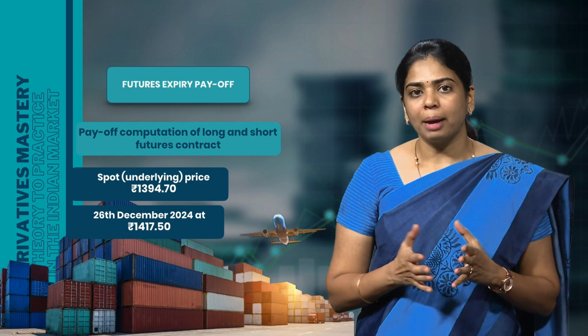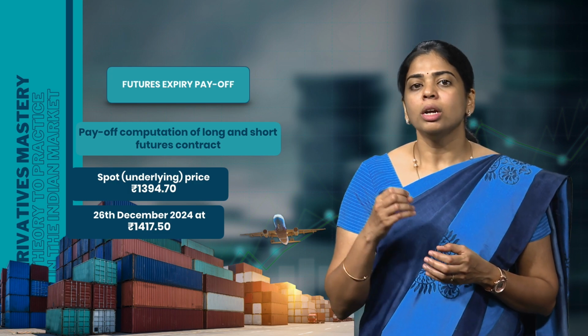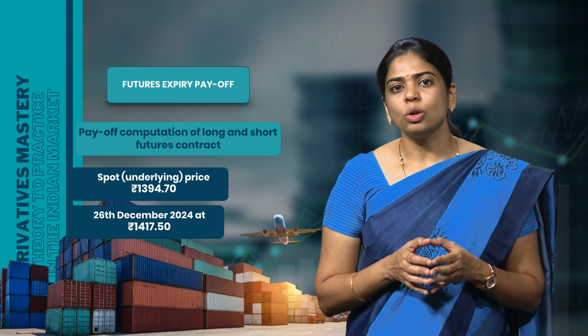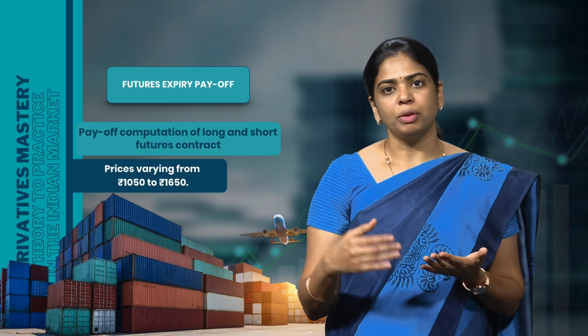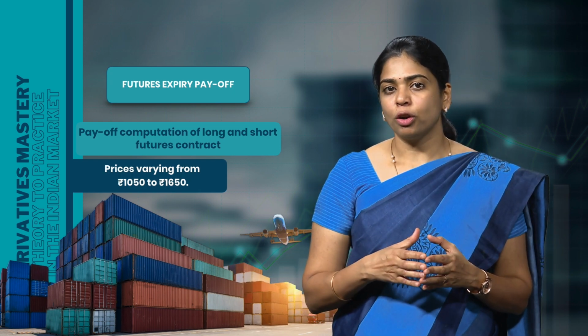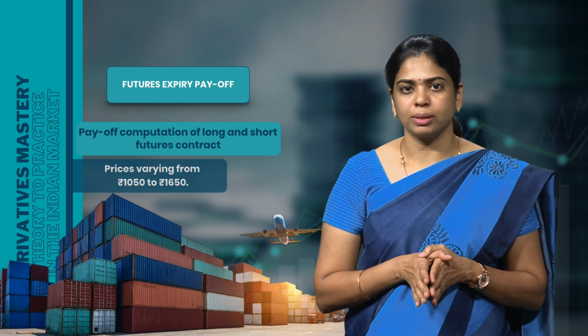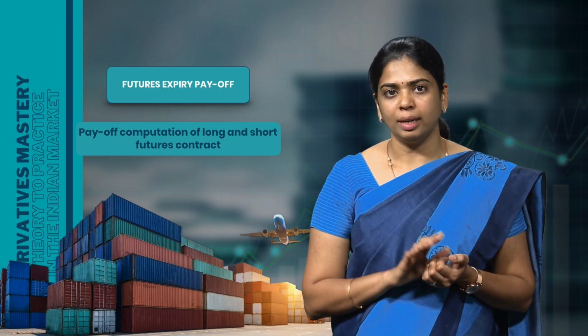Now, let's see what happens on the expiry date or settlement date, 26 December 2024. The market price of Adani Port shares could be at any level. Let's assume a range of possible scenarios with prices varying from 1050 to 1650. We will then calculate the profit or loss for both the buyer and the seller of the futures contract based on these scenarios. When I take a long position, it means I have agreed to buy 400 shares at Rs 1417.5 per share on the expiry date, regardless of the market price on that date.